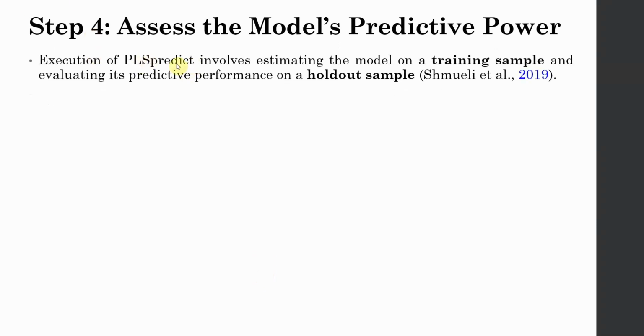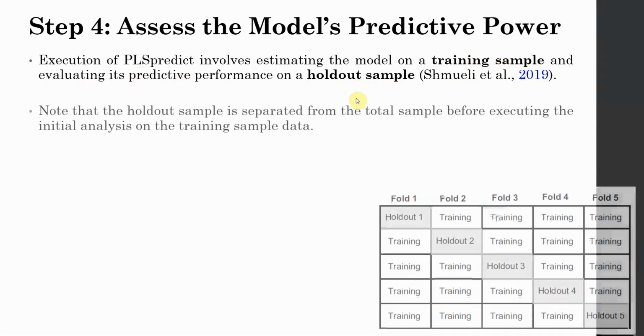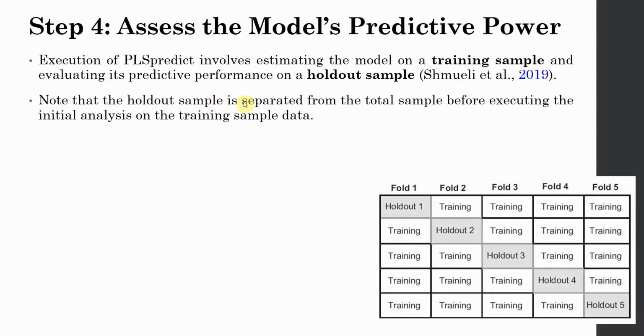Now execution of PLS Predict involves estimating the model on the training sample. So your estimation is done on the training sample and evaluating its predictive performance on the holdout sample. So your estimation done on the training sample is then used to predict your holdout sample. Note that the holdout sample is actually separated from the total sample before executing the initial analysis on the training sample.